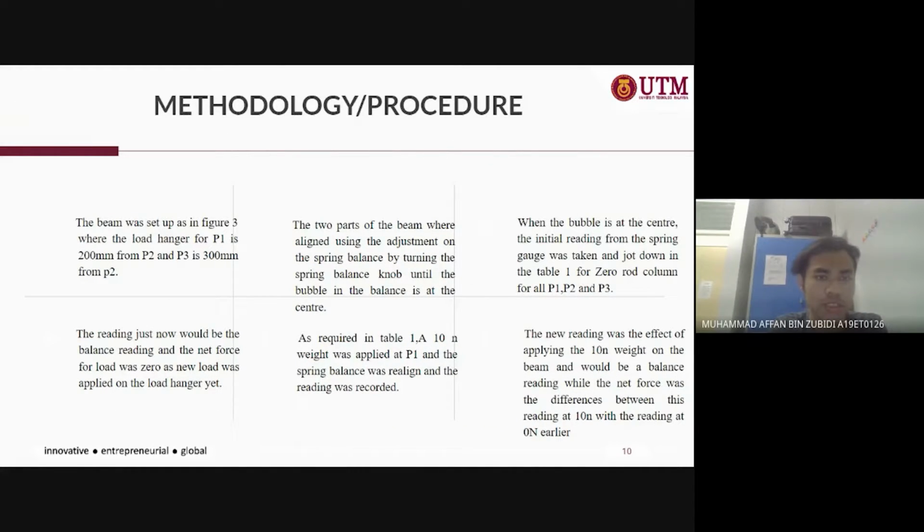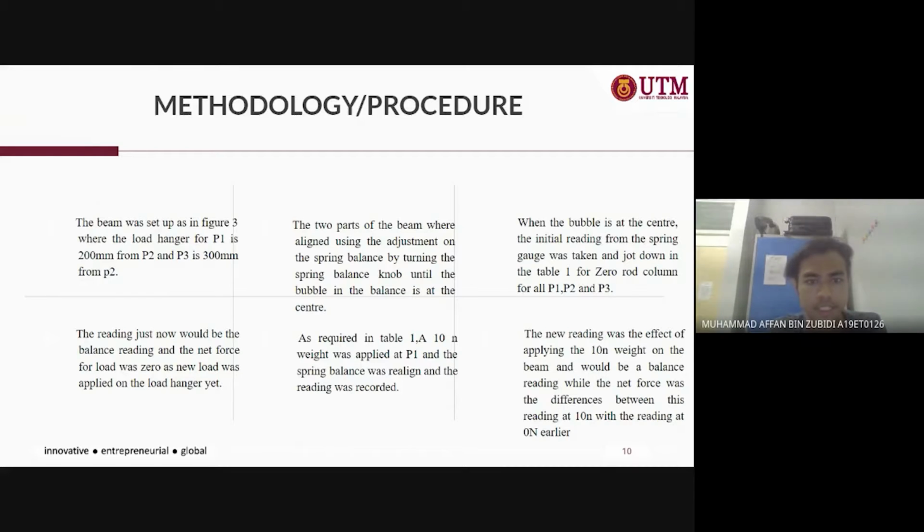So next is the methodology or the procedure of the experiment. First procedure is the beam was set up as in figure 3, where the load hanger for P1 is 200 millimeter, for P2 and P3 is 300 millimeter for force 2. Second procedure is the two parts of the beam were aligned using the adjustment on the spring by turning the spring balance until the bubble in the balance is at the center.